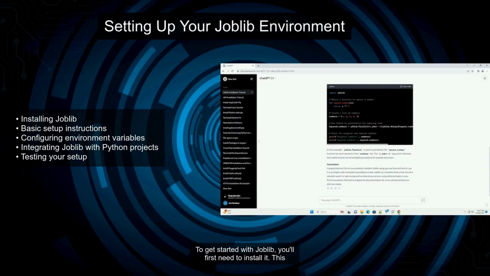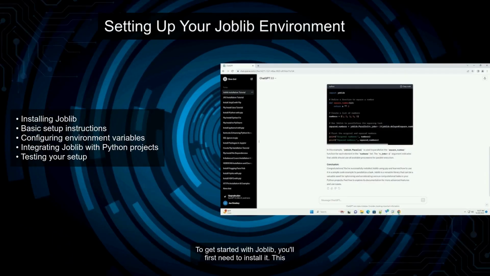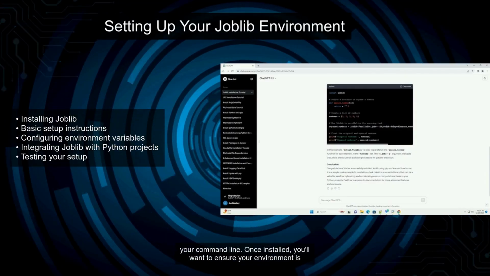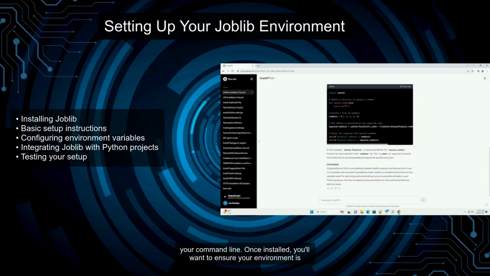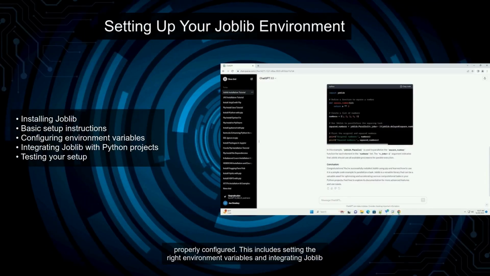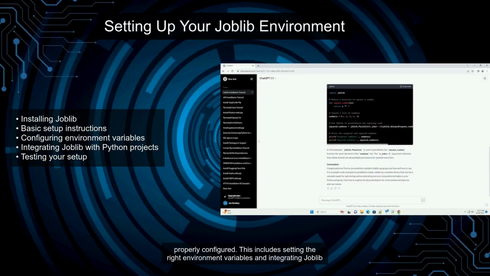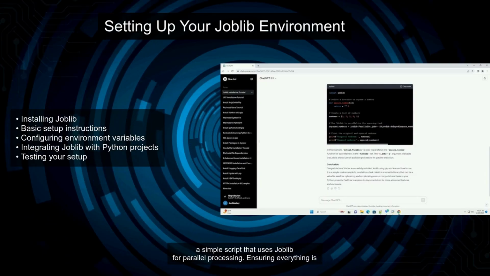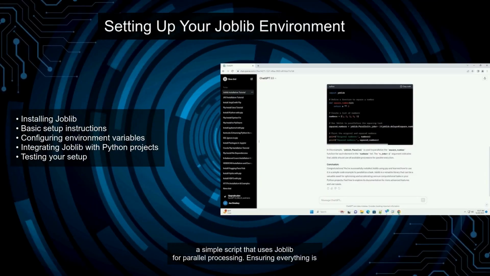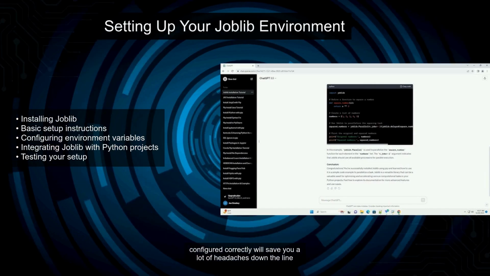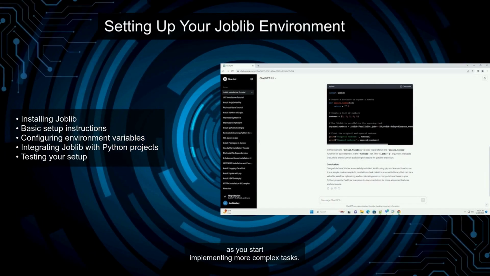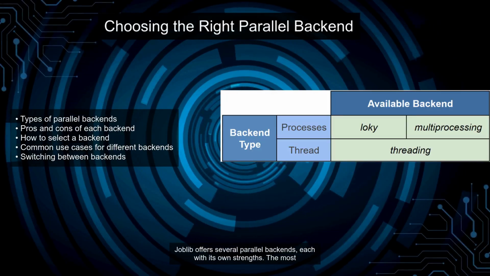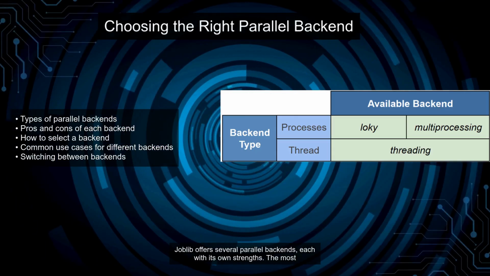To get started with Joblib, you'll first need to install it. This can be done easily using pip. Simply type pip install joblib in your command line. Once installed, you'll want to ensure your environment is properly configured. This includes setting the right environment variables and integrating Joblib into your existing Python projects. You can test your setup by running a simple script that uses Joblib for parallel processing. Ensuring everything is configured correctly will save you a lot of headaches down the line as you start implementing more complex tasks.